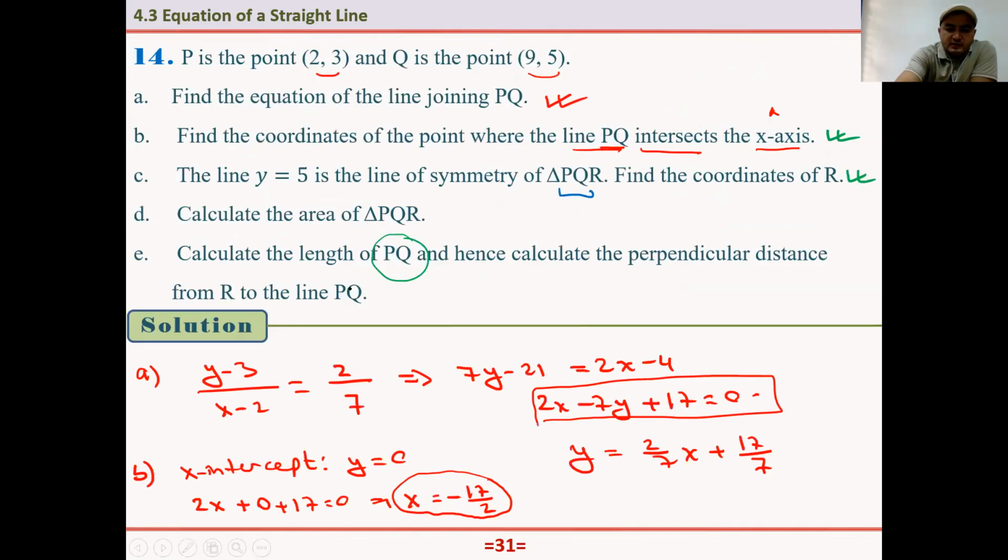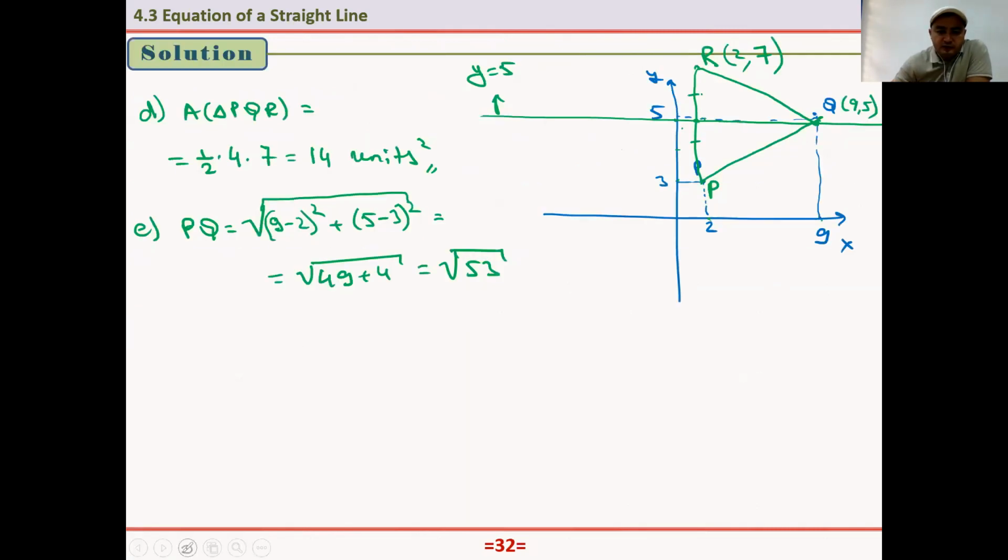And now in the question it says, and hence, that means using your result, calculate the perpendicular distance from R to PQ. So from R, where's R? Here, PQ is here. So let's say the perpendicular will be somewhere here, right? And let's say that's equal to H. And I think you have some idea how to do that, right? How do you find H?